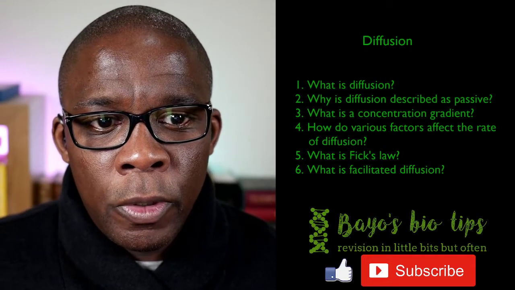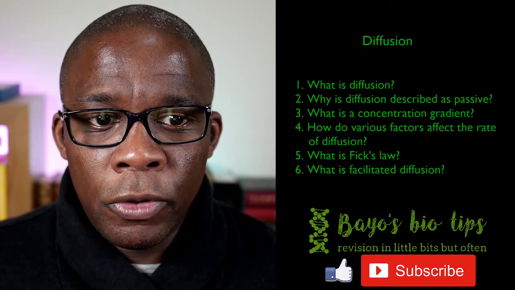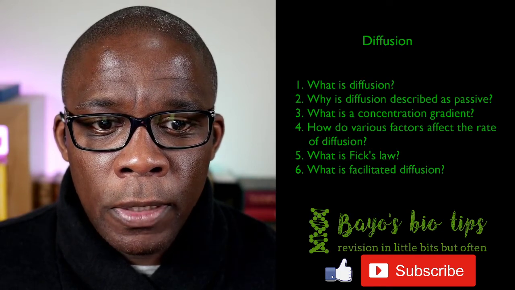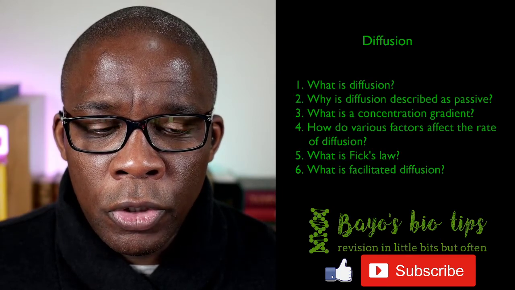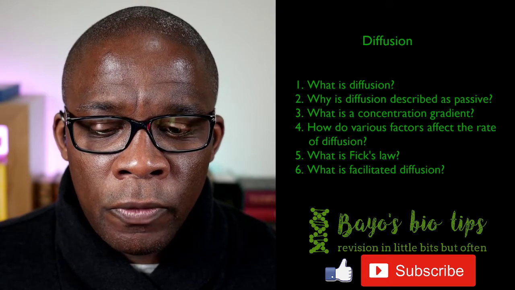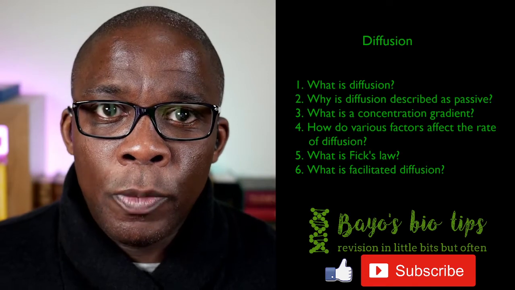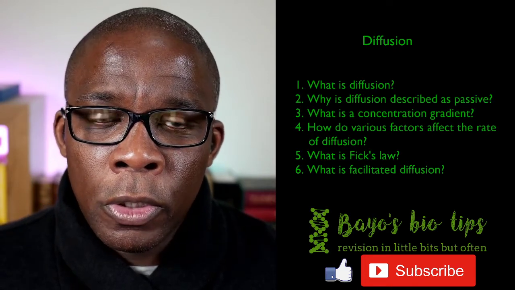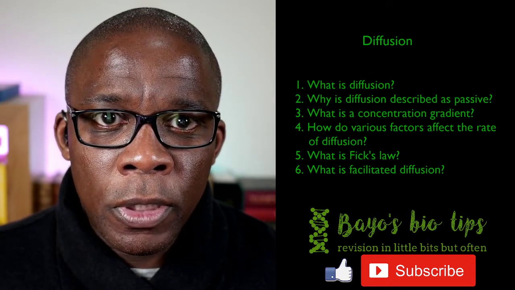In this video, we're going to be looking at diffusion. We're going to look at a definition of diffusion. We're going to look at why diffusion is described as being passive. We're going to look at what a concentration gradient is. We're also going to talk about the various factors which affect the rate of diffusion. We're going to be talking about Fick's law. And we're also going to be thinking about how facilitated diffusion differs from standard diffusion.